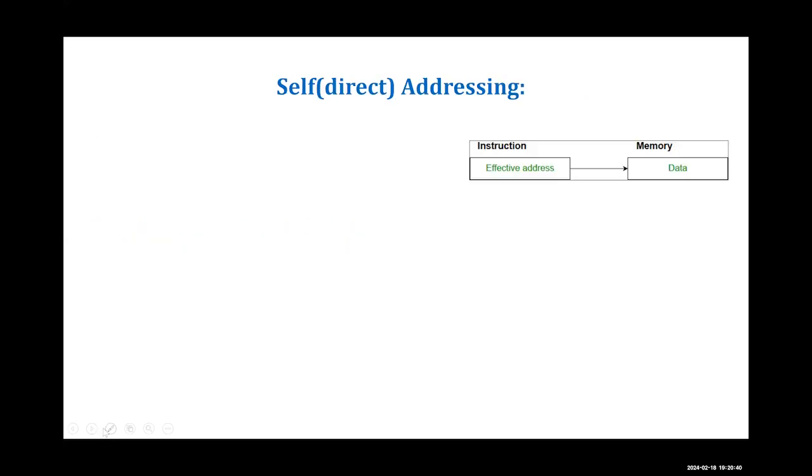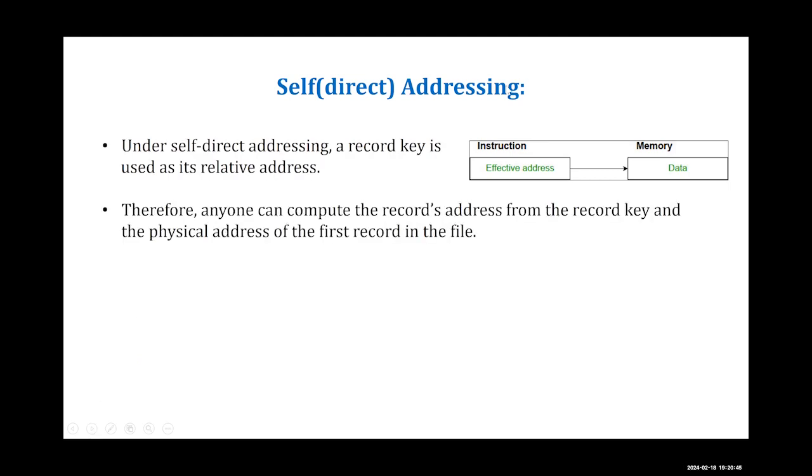Next type is self or direct addressing. Now how is it different? Under self or direct addressing, a record key is used as its relative address. As you can see, in an instruction we will have something called an effective address. This instruction is a part of a program, and a program is a collection of instructions. Each instruction will have an effective address of a variable or data we want to access. Using that effective address, I access the data from my memory. That is how it works.